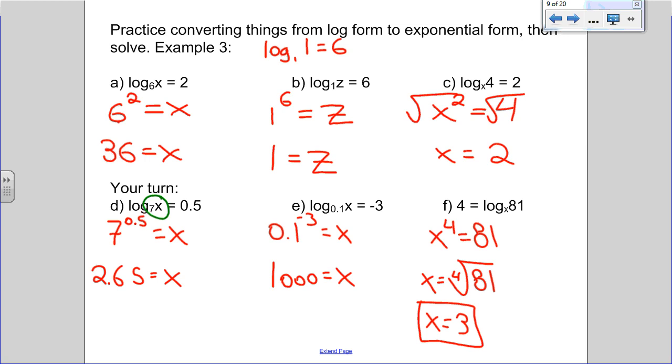This one, log 0.1 x equals -3. If you put that in your calculator, you get 0.1 to the power -3. You're going to get 1,000 equals x. And you can test your answers. You go log 1,000 divided by log 0.1, and your answer is -3, and it works.